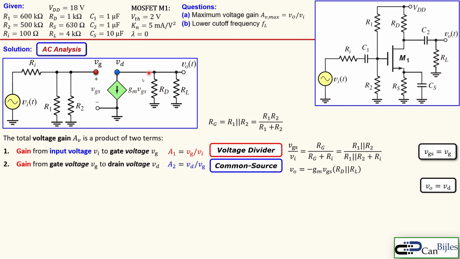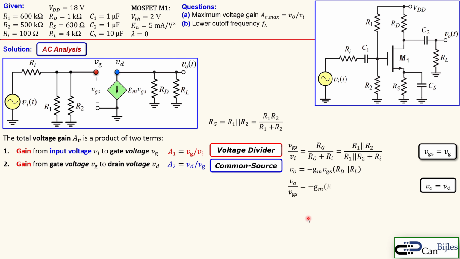Actually, this node's voltage is the current flowing through it times the parallel combination of this RD and RL, which is shown here. Since it is inverted, because this current is going from this node to ground, while we measure from this node to ground, it's actually inverted. That's why we have this minus GM VGS, which is our current, times the parallel combination of these two resistors. We can now make the ratio.